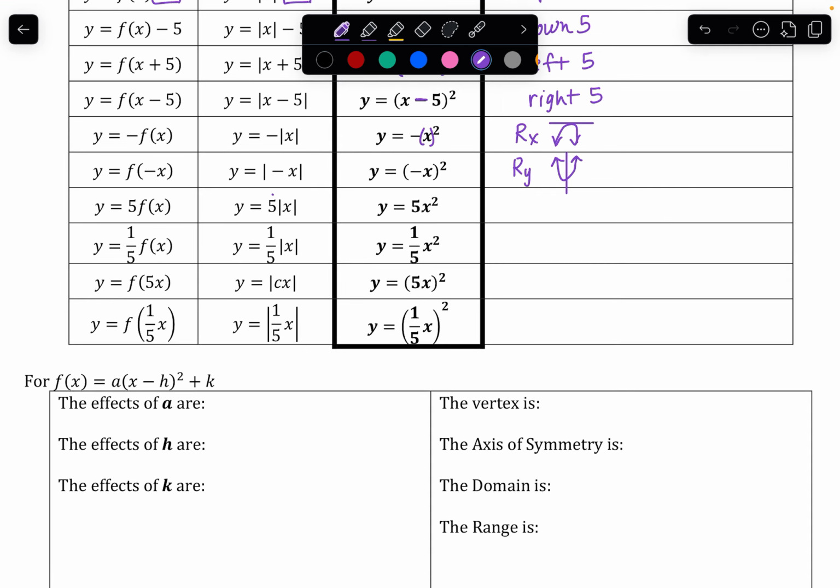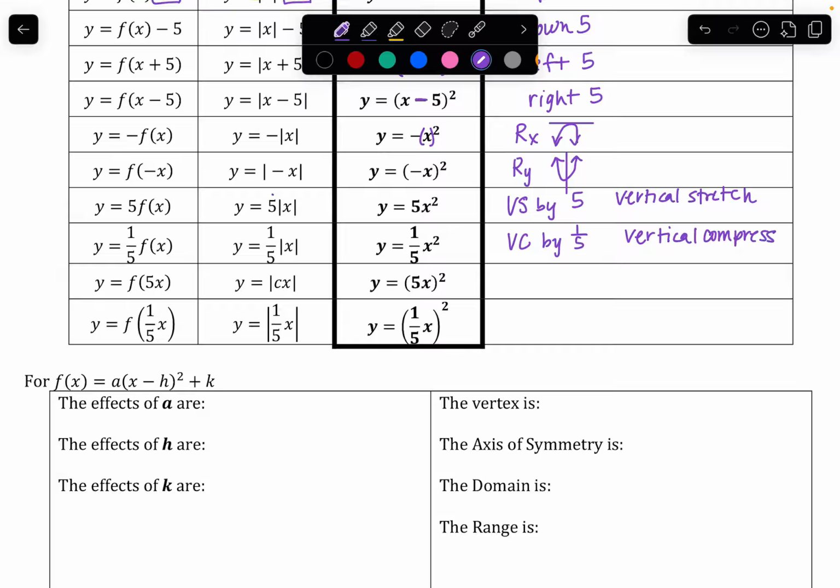If you have a scale factor outside the square, there's no parentheses. If you want it inside the square, you must include parentheses. Outside would be your vertical stretch by 5 if the number is greater than 1. It would be a vertical compression if the number is smaller than 1. Okay, so I'm going to write it out. Vertical stretch, just in case you're not used to those abbreviations, and vertical compression.